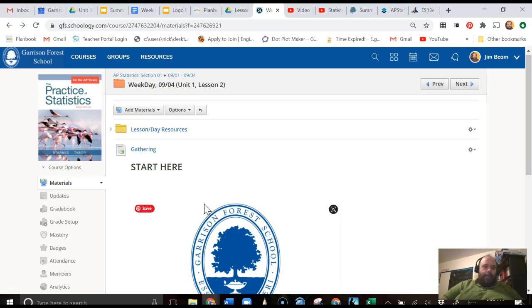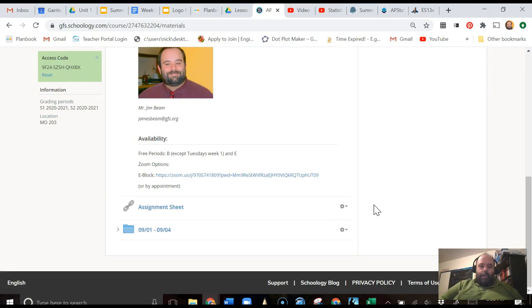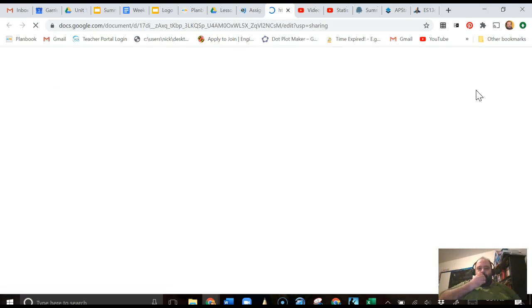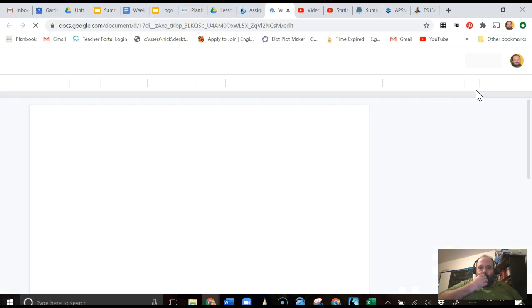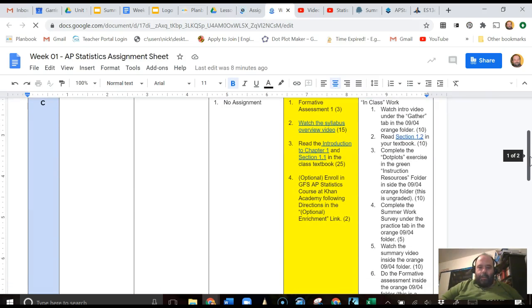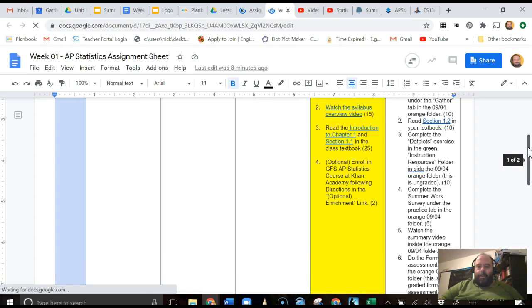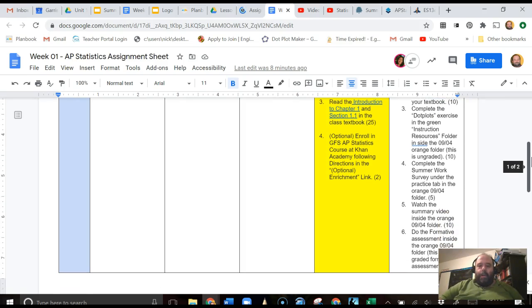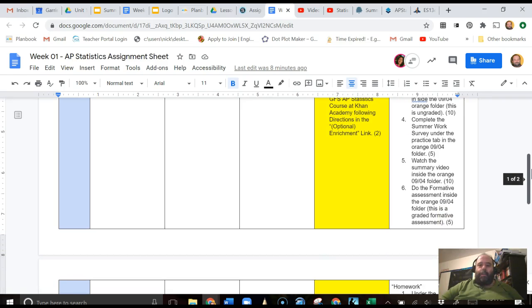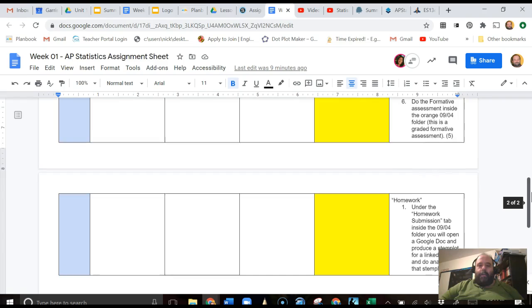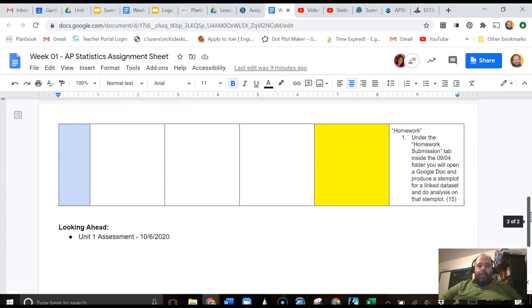So just to give you a little bit of the navigation of things, if we go back to the front page and we look at the assignment sheet, and I'm going to pop that out so you can see it in all its glory. It's coming. Go internet. I broke out the day in the assignment sheet to the in-class work that we did here. So these are all the things that you did as your in-class portion of today. You watched the gathering video, read the section 1.2, completed the dot plots exercise, did the summer work survey, and now you're doing the summary video, and then the formative assessment, and down here is the homework section, right?